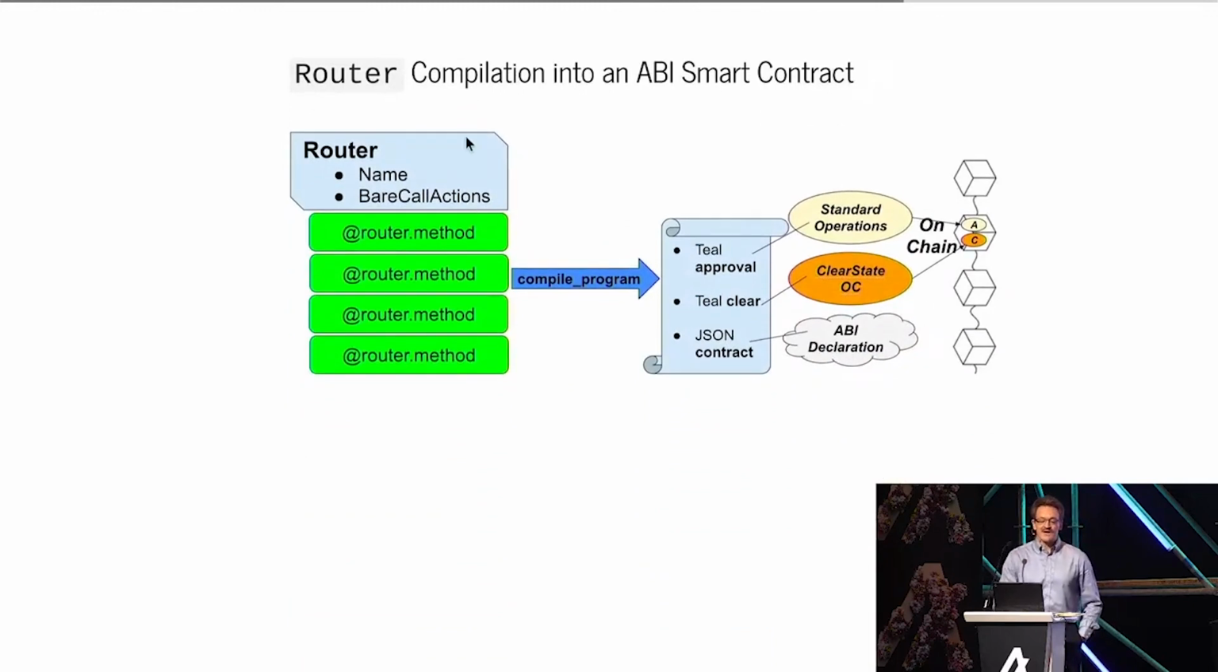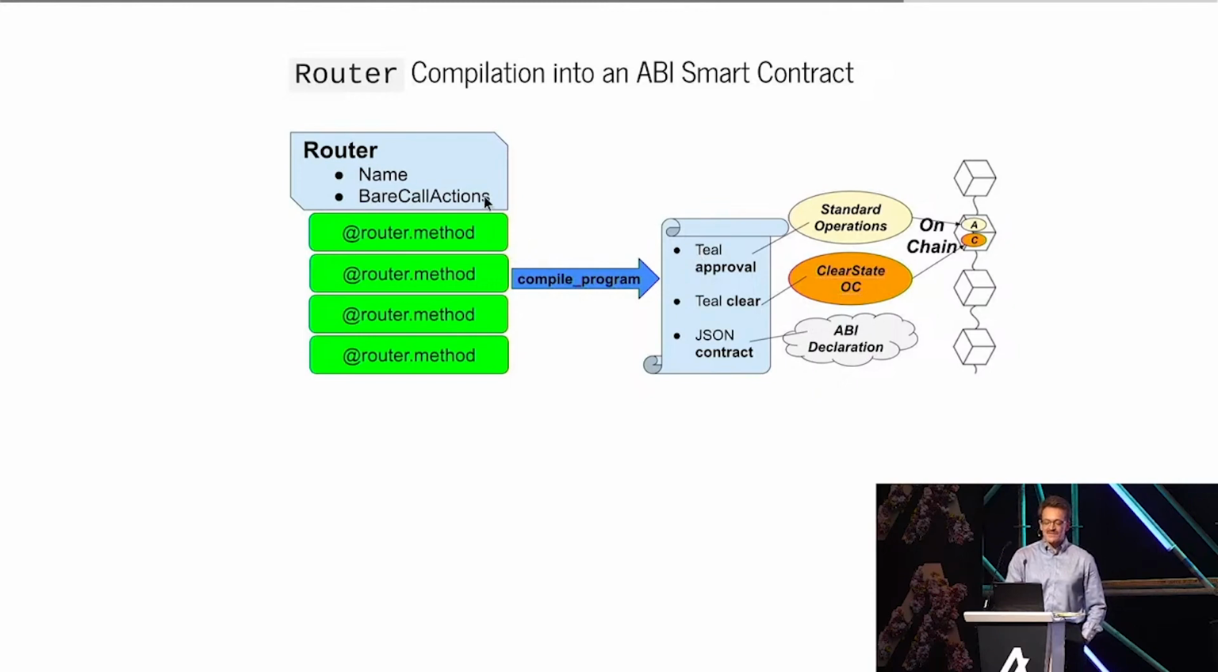So how do you create a router in PyTeal? Well, first you initiate it by giving it the contract name and giving it the bare call actions. Now you have a router object. That object has a method property which you then use to decorate Python functions, which are going to become contract methods. Now that's a mouthful, but you'll see this working very soon.